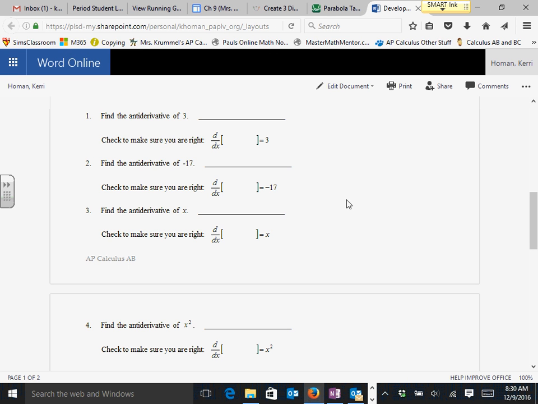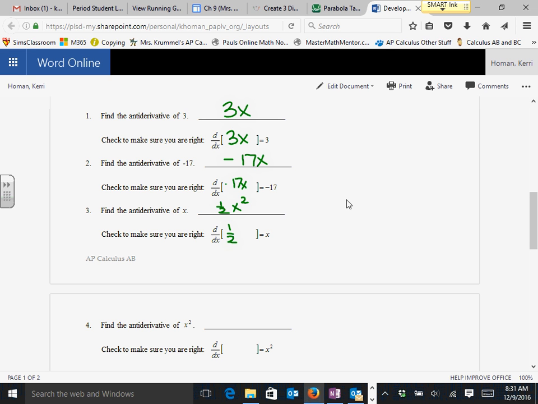Okay. For number 1, Larry, what's the antiderivative of 3? 3x, because the derivative of 3x is 3. Abram, number 2, antiderivative of negative 17. Negative 17x, because the derivative of negative 17x is negative 17. The antiderivative of x, Austin. 1/2 x squared.